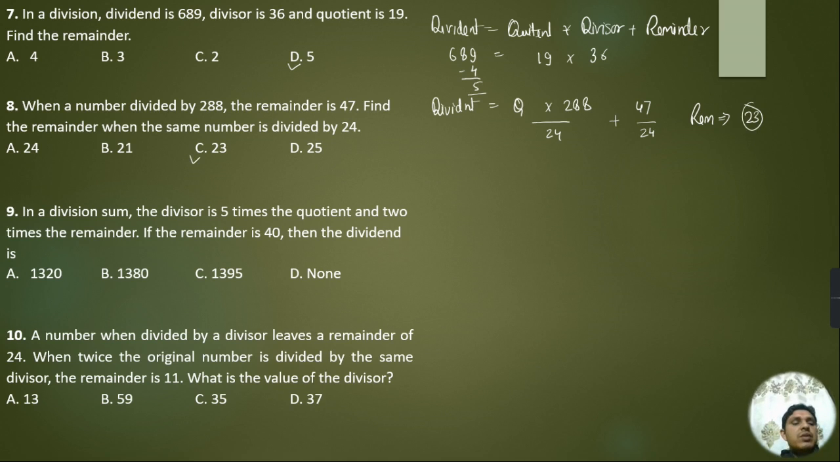Coming to the next question, question number 9. The question is, in a division sum, the divisor is 5 times the quotient and 2 times the remainder.